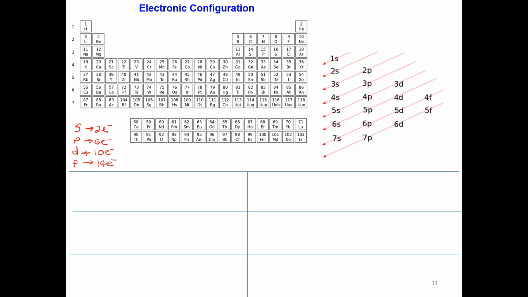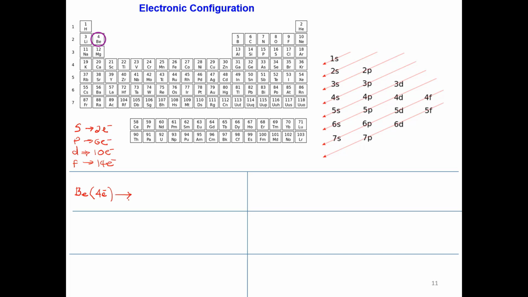With all this information, let's start writing the electronic configuration for some elements. Let's start with beryllium. And we know beryllium has 4 electrons.